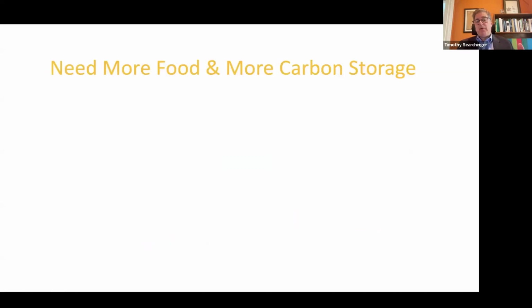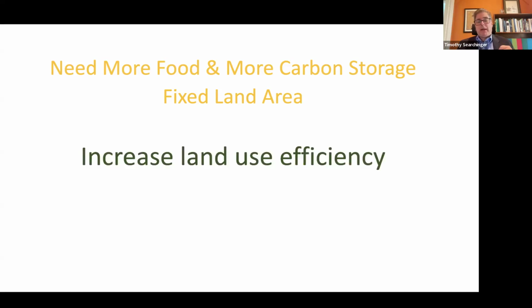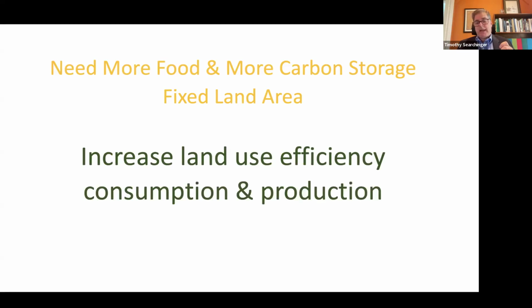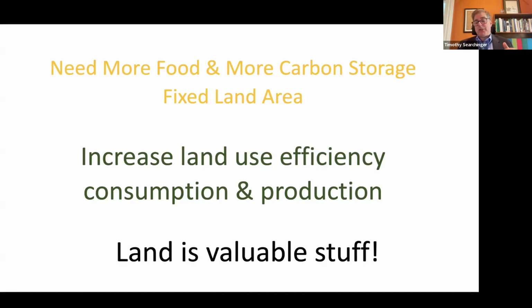So what's the lesson from this? Well, if you need more food and more carbon storage, not less, but we have a fixed land area, right? We don't create more land, as has been said. They ain't making no more of that land, according to Mark Twain. He was right. It means the only way we can hope to solve climate change, let alone avoid adverse impacts on biodiversity, is by increasing land use efficiency. And that is both in the way we consume products that require less land, and we have to produce more food on the same existing agricultural land area. And another implication is land is valuable stuff, right? It ain't free. We've only got so much of it.